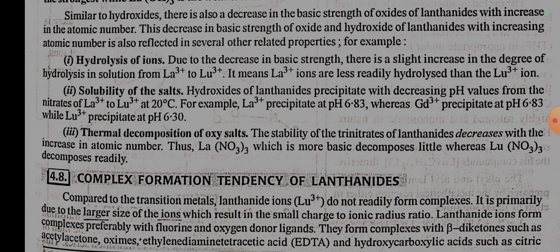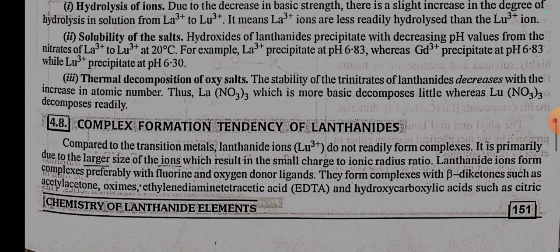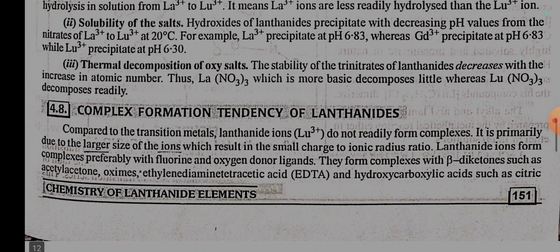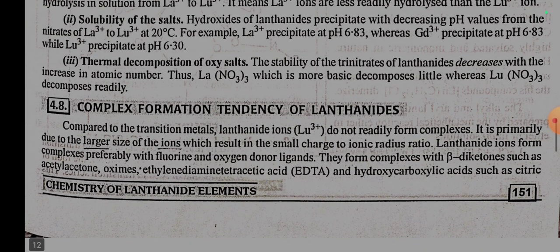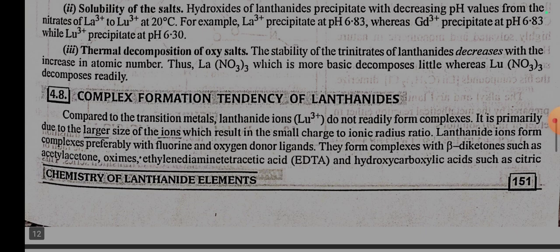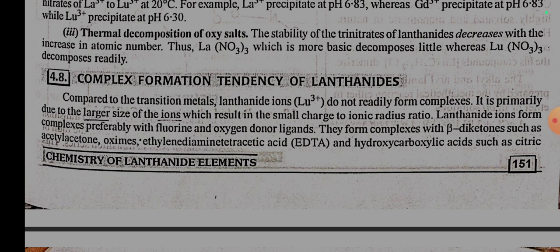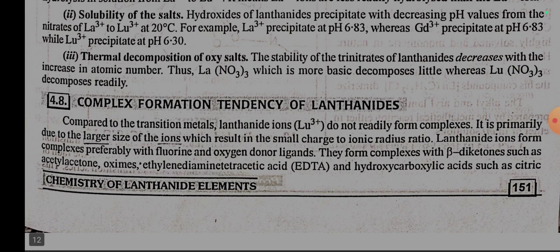It means La3+ ions are less readily hydrolyzed than the Lu3+ ion. Number 2, solubility of the salts. Hydroxides of lanthanides precipitate with decreasing pH values from the nitrates of La3+ to Lu3+ at 20 degrees Celsius. For example, La3+ precipitates at pH 7.82, whereas Gd3+ precipitates at pH 6.83, while Lu3+ precipitates at pH 6.30. Number 3, thermal decomposition of oxysalts.